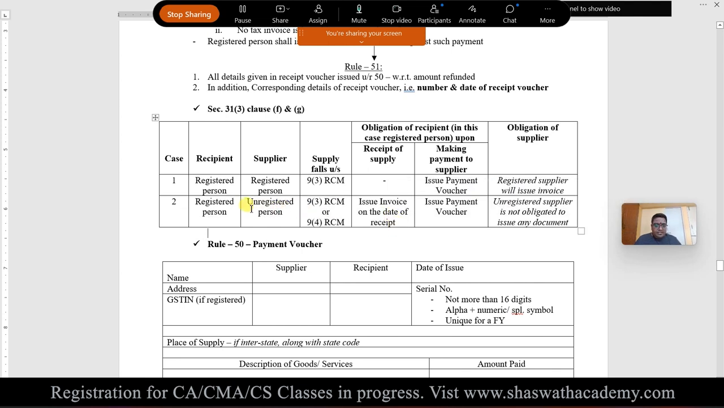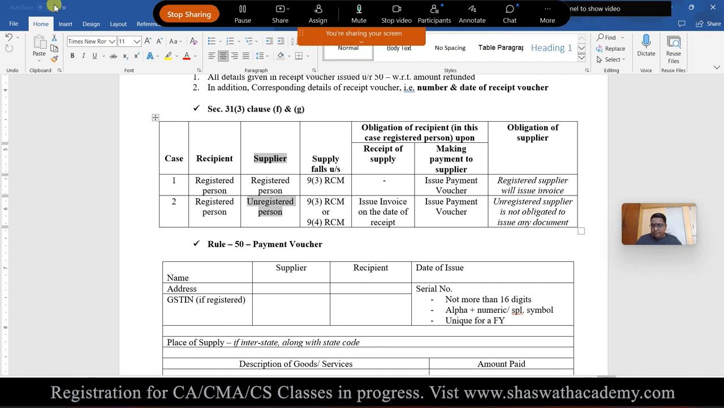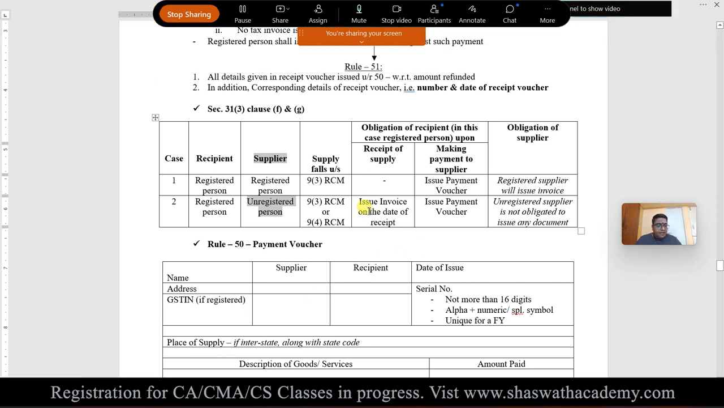Why, sir? Because an unregistered supplier, can they issue a tax invoice? Who can issue a tax invoice? Section 32, we all would have read. Who can issue a tax invoice, my dear? A registered person. Only a registered person authorized by the law can do so.